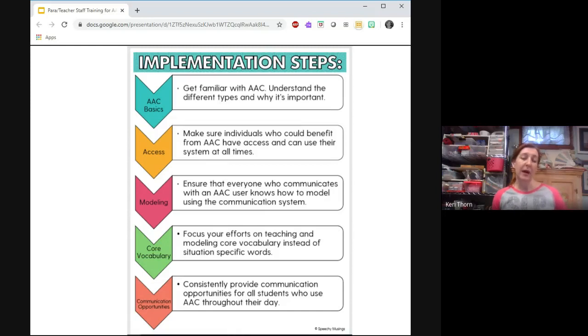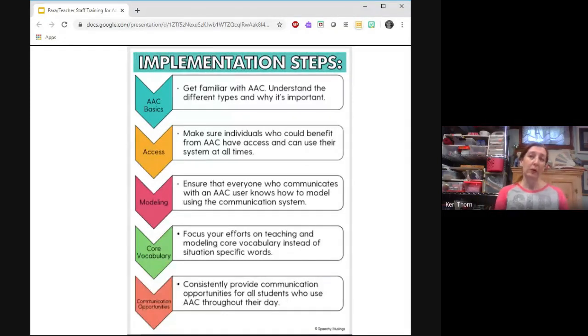The next component is modeling. It's so, so important that we teach our students how to use the devices because they're not going to pick it up right away. If you think about babies, they learn by us speaking to them. And that's the same thing with kids with devices. They're going to learn when they see us helping them use it.